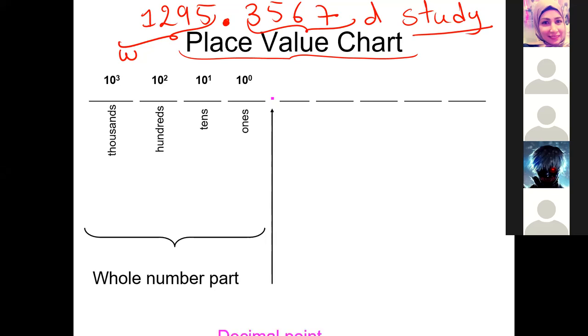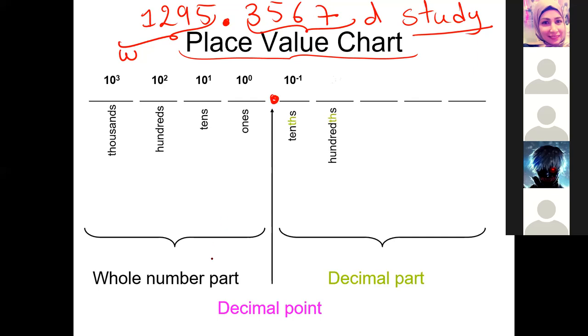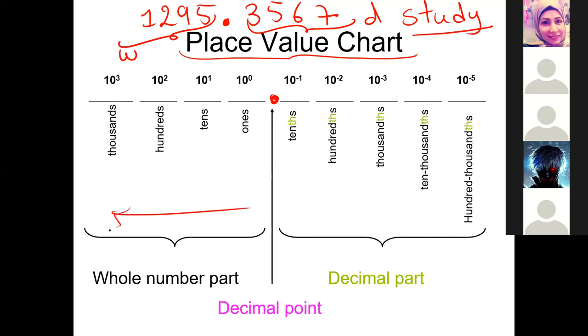So, هيدي الديسيمال point here. This is the decimal point. نحن عندنا two parts. عندنا whole part to the left side of the point وعندنا decimal part to the right side. اوكي؟ طيب.